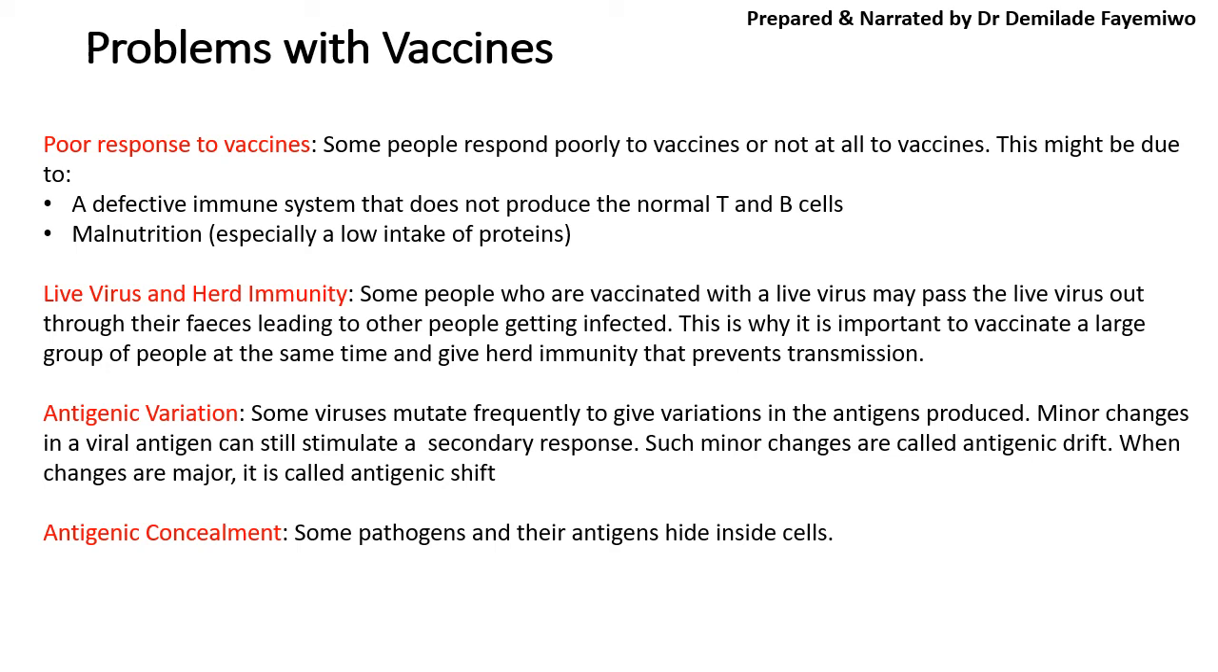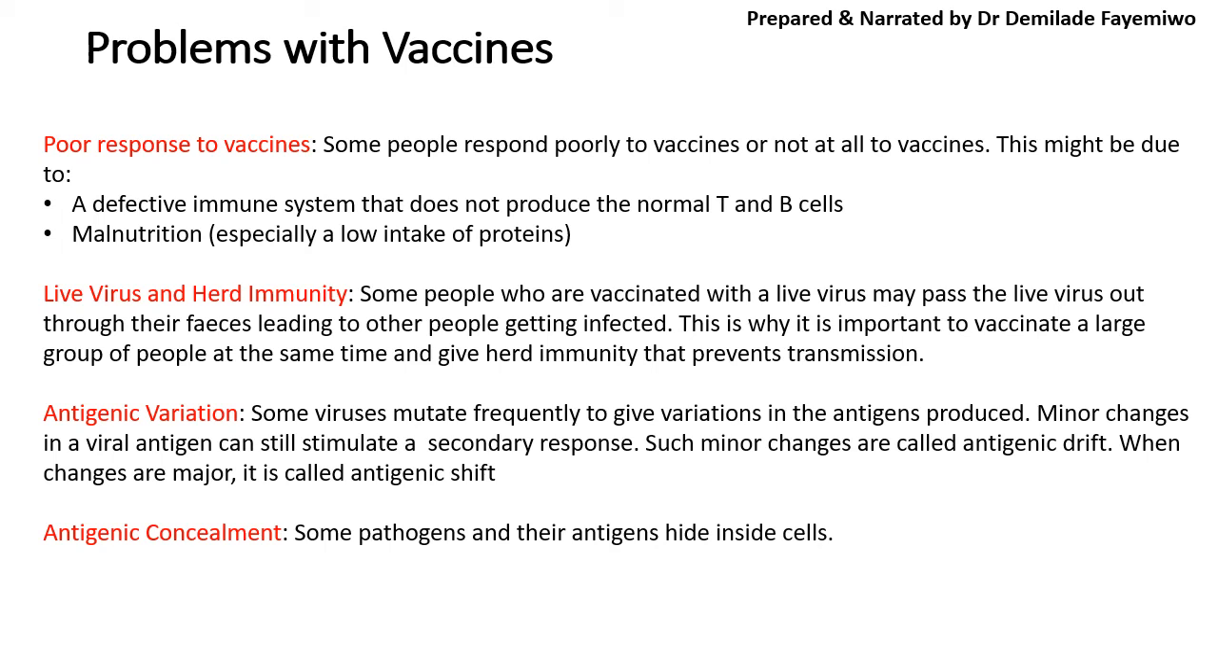There can also be a live virus and herd immunity issue. When some people are vaccinated with a live virus, they might pass that virus out through their feces or even through their urine. Some people just pass out viruses through their body fluids. As a result, other people might get infected. This is why large groups are vaccinated at once so that everyone is immune at the same time. This is what we call herd immunity, because it is immunity that prevents transmission within the community. Even if a person were to pass out the live virus in their feces, it doesn't result in any other person getting infected.